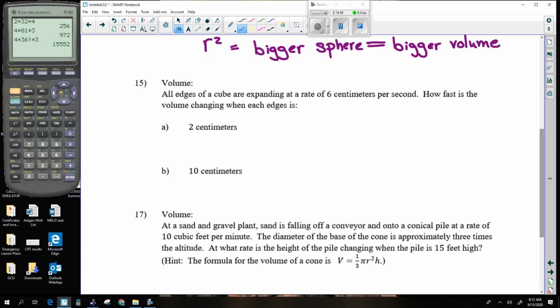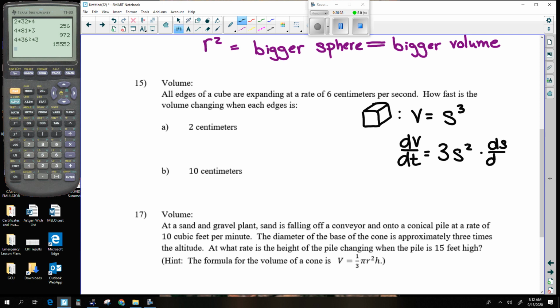The edges of a cube expand at a rate of 6 centimeters per second. How fast is the volume changing when its edges are, et cetera. All right, so a cube. A cube is length times width times height. So the volume is equal to, I'll call it s, sides cubed. They're all the same because it's a cube. So the derivative of this is dV/dt = 3s^2 ds/dt, where s again is the length of a side. The edges are expanding at a rate of 6 centimeters per second, so the sides are expanding at 6 centimeters per second.